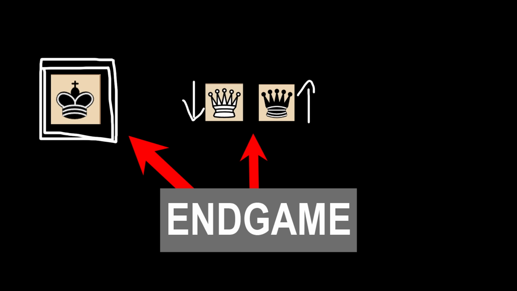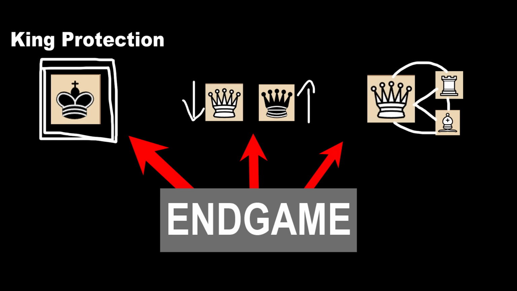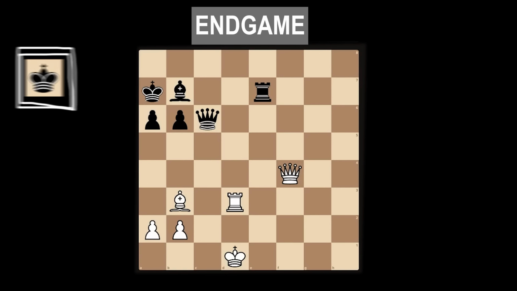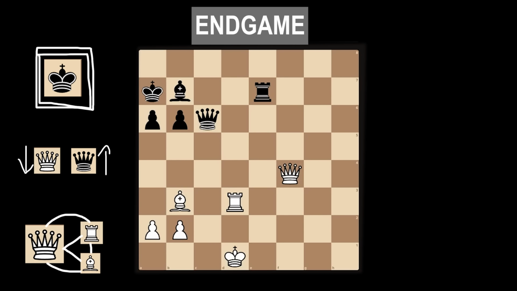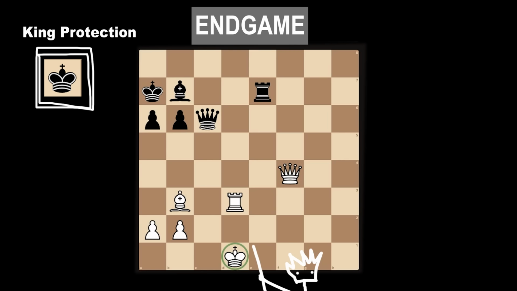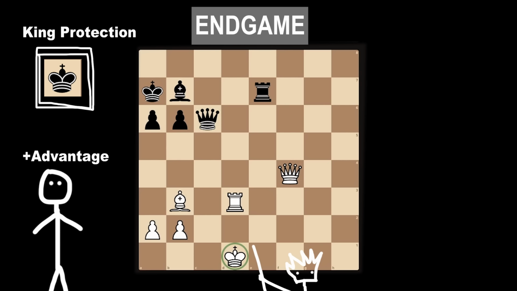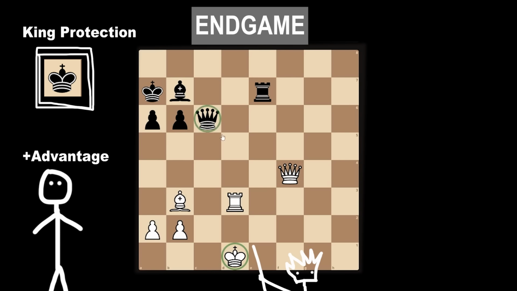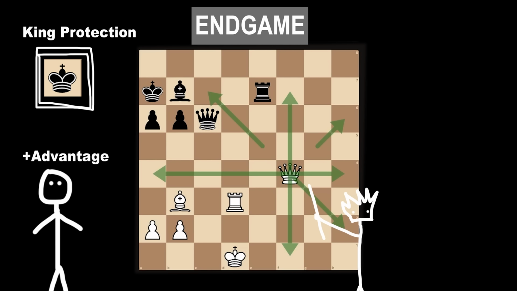The answer depends on these 3 things: king protection, queen advantage, and piece connection. Look at this position, and let's understand these 3 concepts. First, king protection. If the enemy king is in the open, that means you have an advantage. Look at this white king. Nothing protects it. If it is checked, it would be forced to move. This white queen covers some area, but the bishop and the rook do not do much.